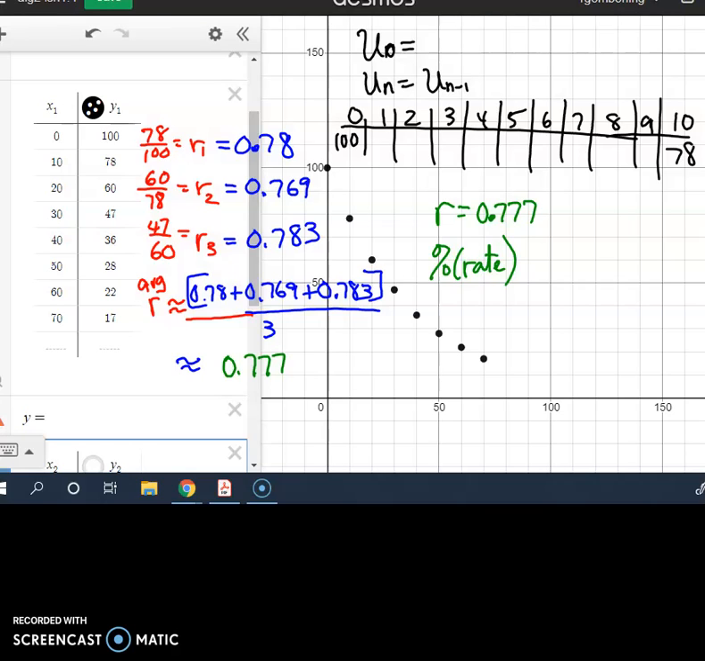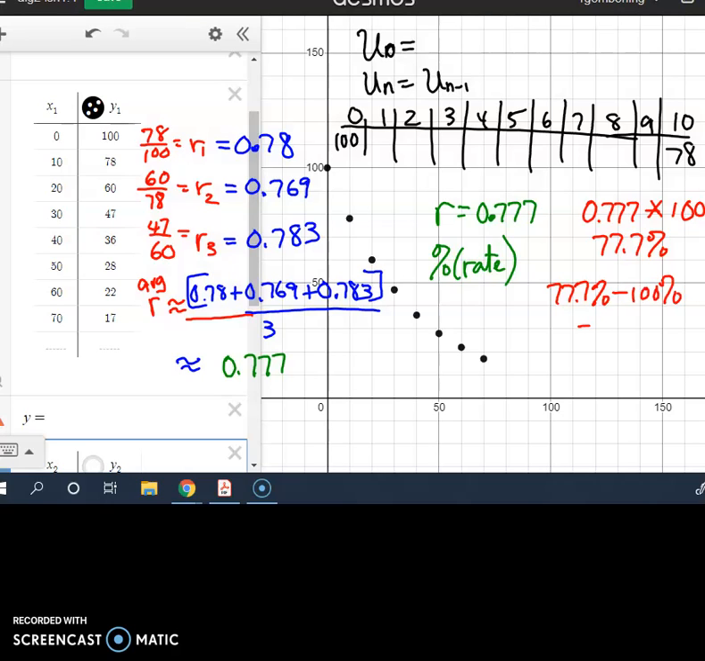So turn it into a percent. You can do that before, and then turn the video back on. So in turning an R value into a rate, the first step is to multiply by 100. So that's going to give me 77.7%. Then from here, we take that answer and we subtract 100% from it.